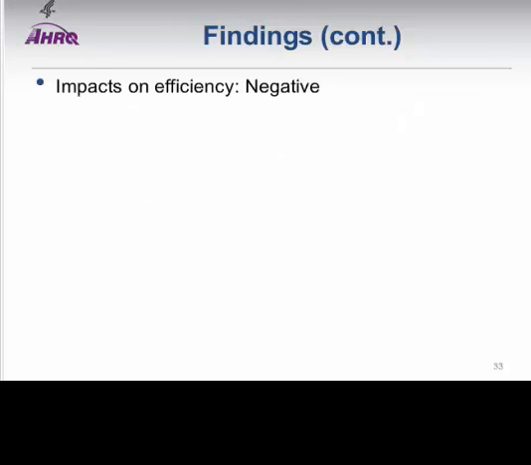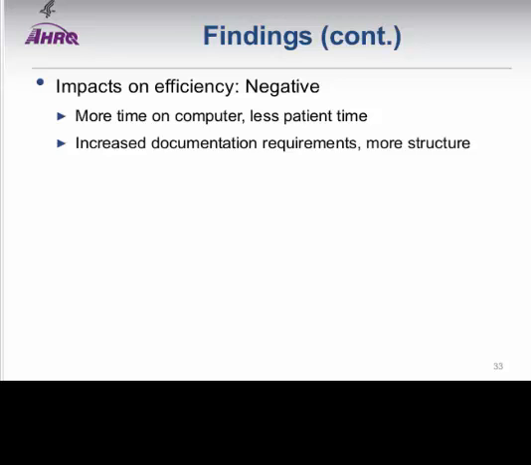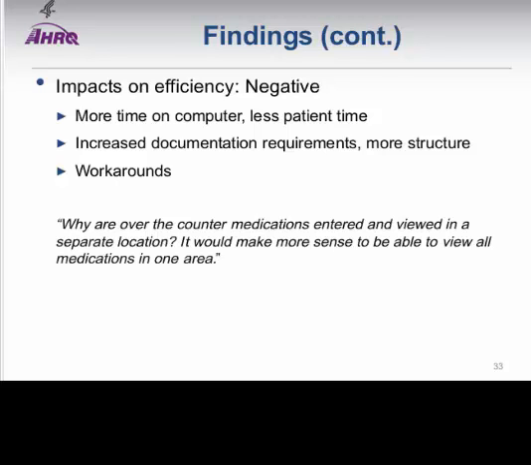So there are also impacts on efficiency that were negative. And the one I talked about before and shared a quote with was more time in the computer, which sometimes resulted in less patient time, and that was perceived as inefficient. There are also increased documentation requirements and more structure associated with those documentation requirements. The workarounds themselves, except for the one example I mentioned where it was to increase efficiency, mostly had negative impacts on efficiency, the redundant paper systems and the more time it took.